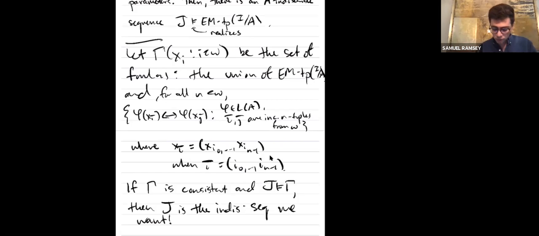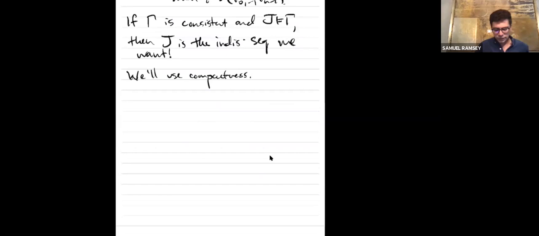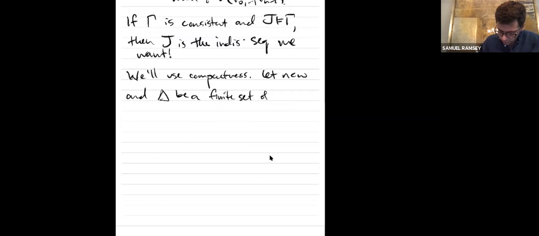Okay, so what do we need to do? We need to show that gamma is consistent. And in model theory, how do you show that something is consistent? Well, you use the compactness theorem and you consider a finite subset. So we'll use compactness. Now, let n be less than omega and delta be a finite set of L_A formulas in n free variables.